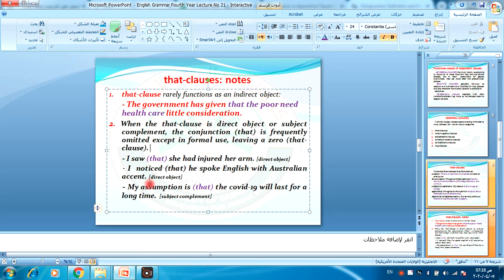My assumption is that the COVID-19 will last for a long time. The that clause here is used as a subject complement. So again, since it functions as a subject complement, here we can also delete the conjunction that. So we can say, my assumption is the COVID-19 will last for a long time.